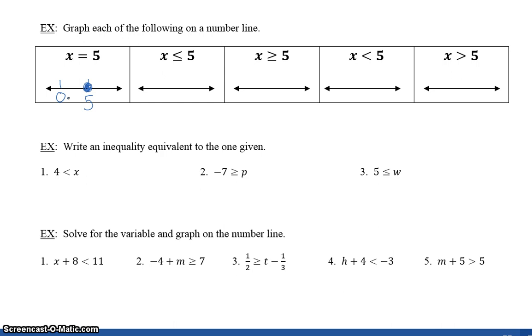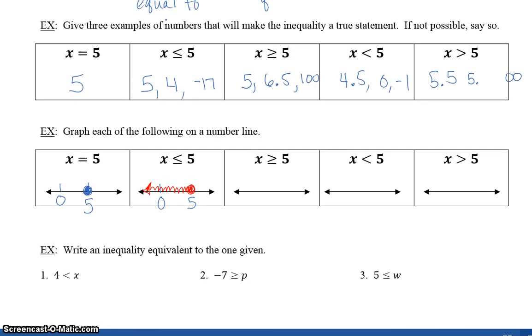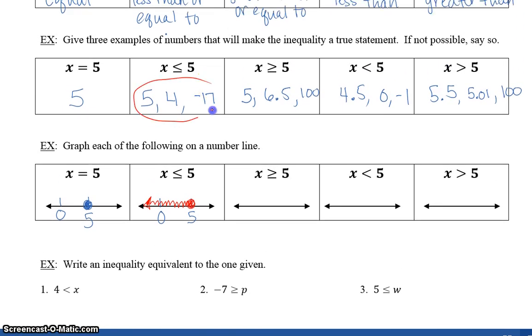X is less than or equal to 5. Again, if we have 0 and we have 5, we know that 5 is going to be part of our answer, but we also have everything that's less than that, so we would shade to the left-hand side where all of the lower numbers are. We want to shade where all of these possibilities lie. So all of these would be in the shaded region.